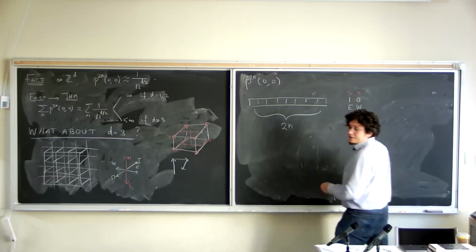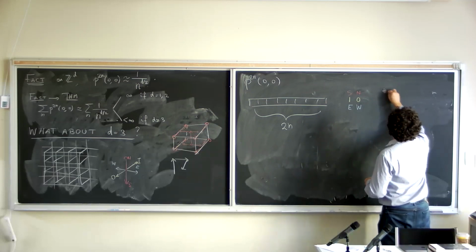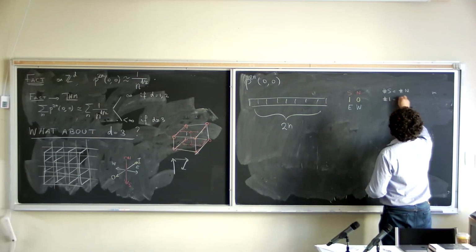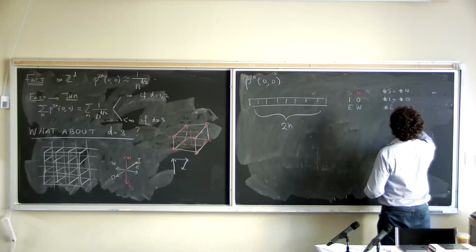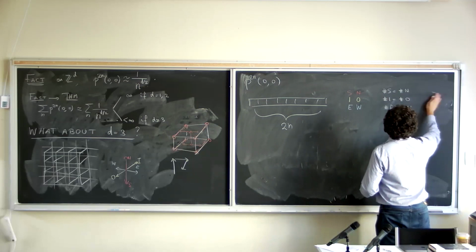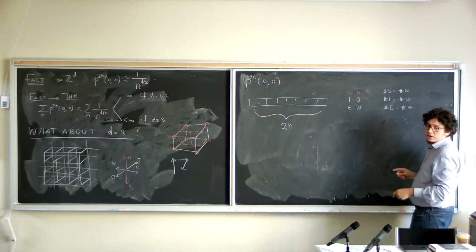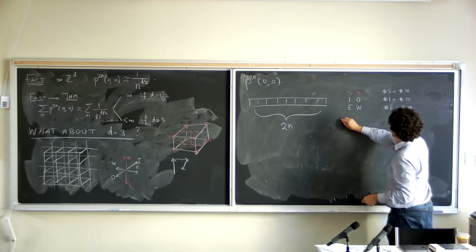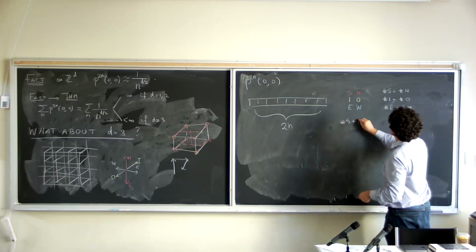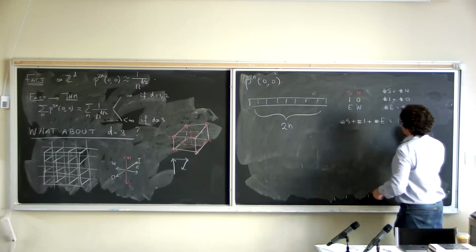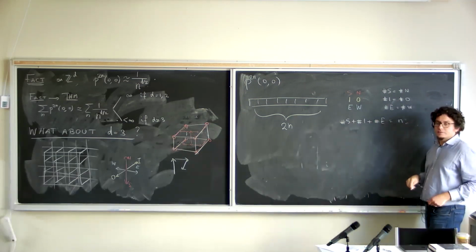And what's the constraint that we want? We want the number of S to equal the number of N, the number of I to equal the number of O, and the number of E to equal the number of W. Of course, in total it is 2n. So another thing that comes from here is that the number of S plus the number of I plus the number of E has to be n.